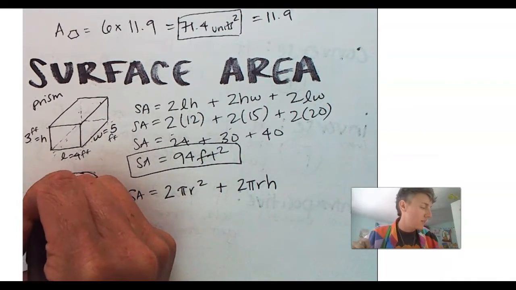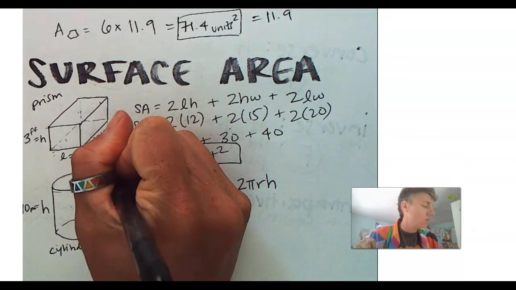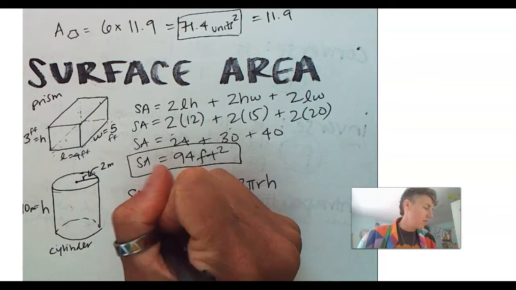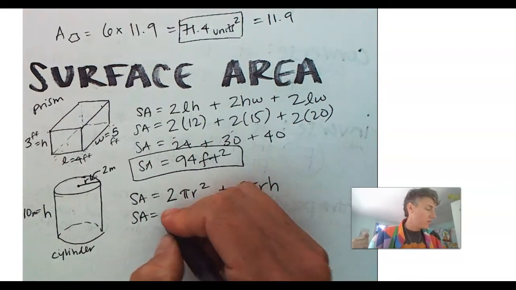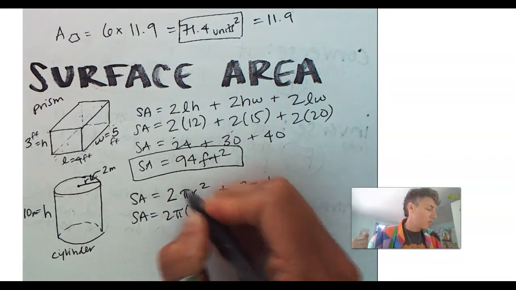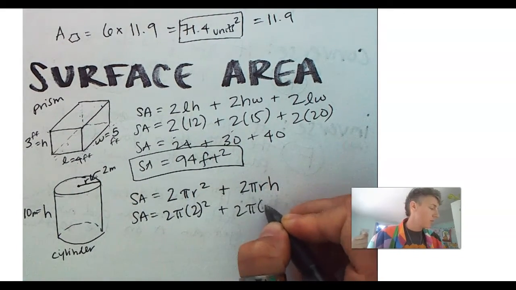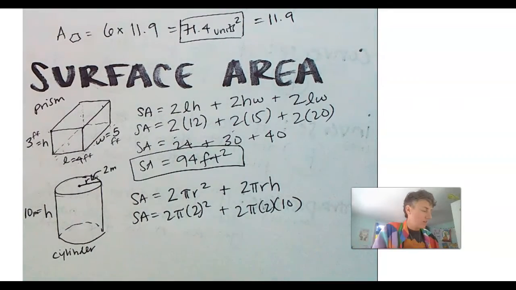Let's call this 10 meters, and our radius, let's say, is 2 meters. What would the surface area of this cylinder be? Well, 2 pi r squared means 2 times pi times our r, which is 2, squared, plus 2 times pi times r, which is 2, times h, which is 10. Just plugging in these numbers.